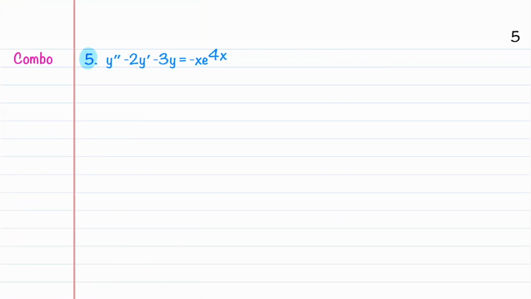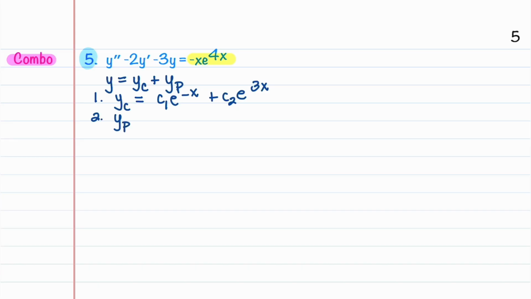In example 5, our right-hand side is minus x e to the 4x. And this is called a combination of functions because we have a polynomial times an exponential. Our solution is again y is equal to yc plus y sub p. In step 1, we are going to write down the homogeneous solution. Yc is equal to c1e to the minus x plus c2e to the 3x. In step 2, we are going to find the particular solution.